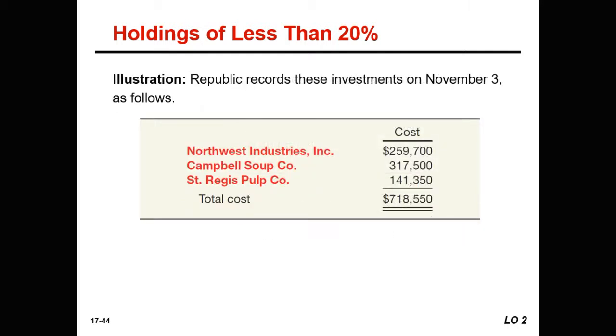When we purchased it, we recognize the purchase by increasing our equity investments $718,550. Remember, this is cost plus any brokerage fees or commissions that might come into play to actually acquire the stock. And we paid out cash as $718,550.